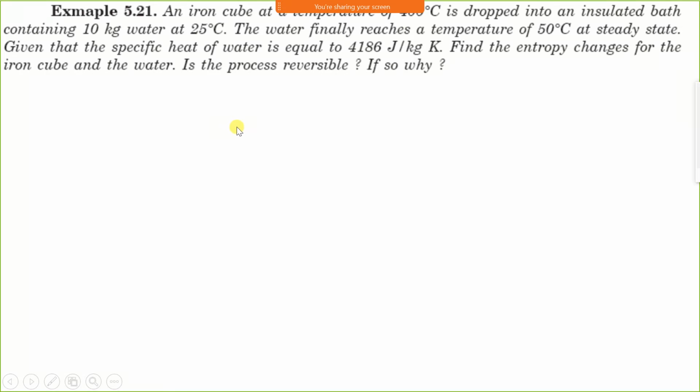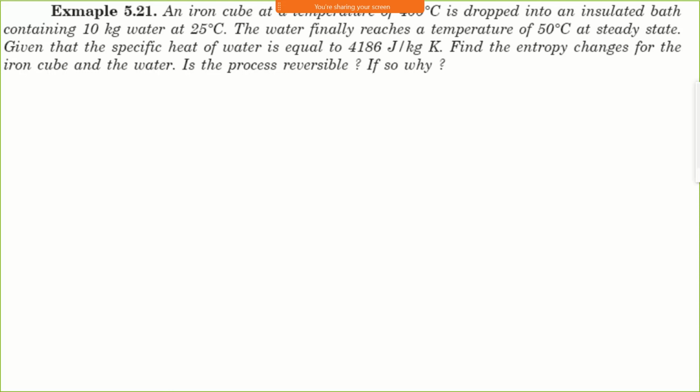Consider an iron cube at temperature 400 degrees Celsius is dipped into the water, but the mass of the iron cube is not given. The iron cube temperature is 400 degrees Celsius, and that iron cube is dipped into the water, which is at 25 degrees Celsius. The heat transfer will take place between water and iron cube.